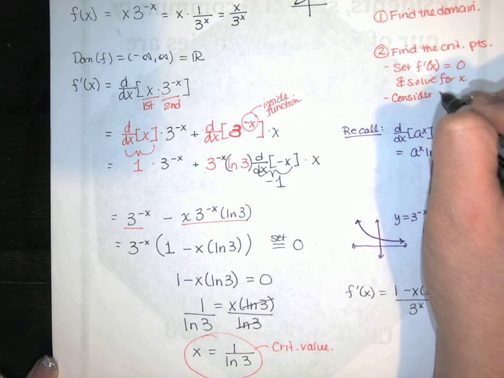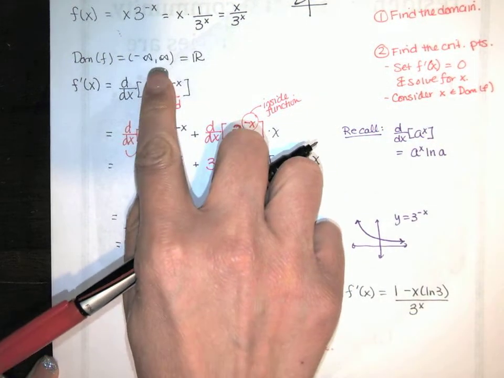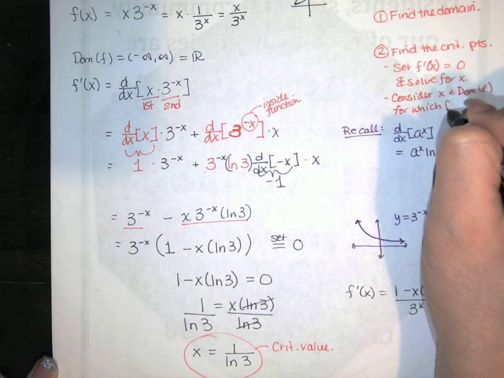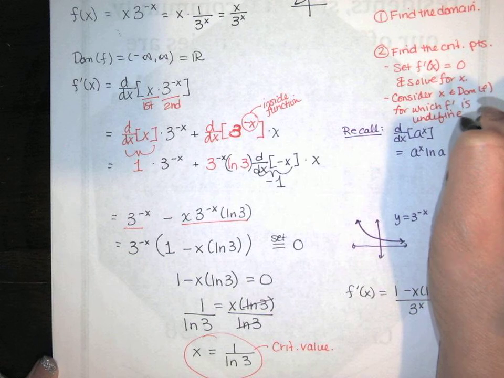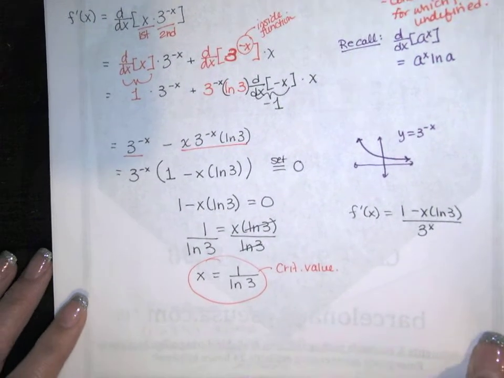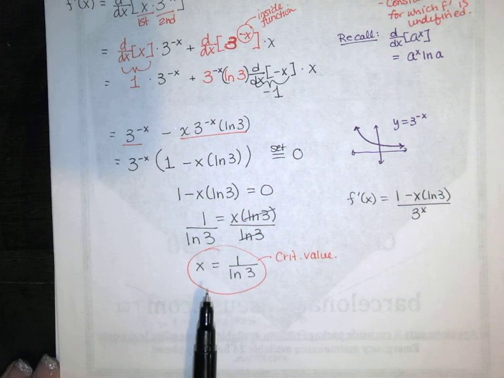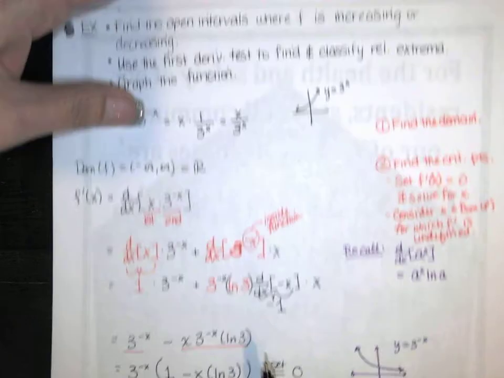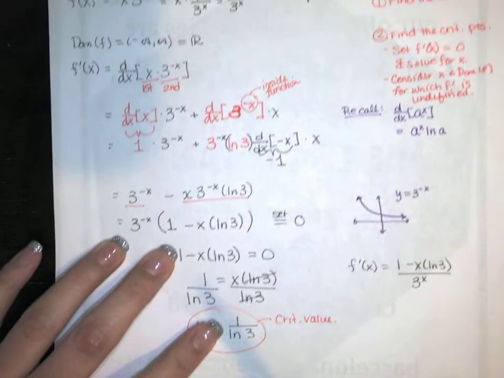So we need to consider x values in the domain, which happen to be all real numbers, for which f prime is undefined. And this time, it wasn't undefined. There are no x values that would cause it to be undefined. Okay. So now let's answer the questions that they asked us. We want to find the open intervals where the function is increasing or decreasing.